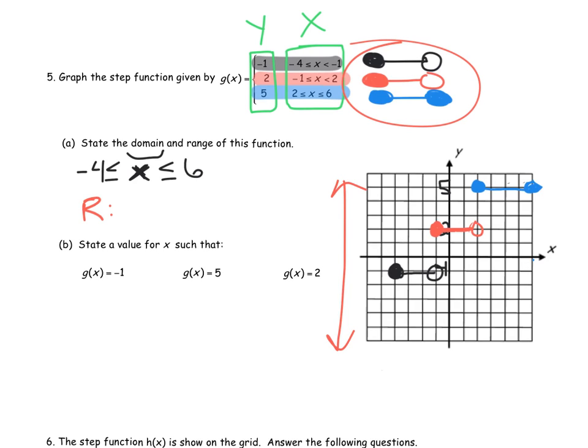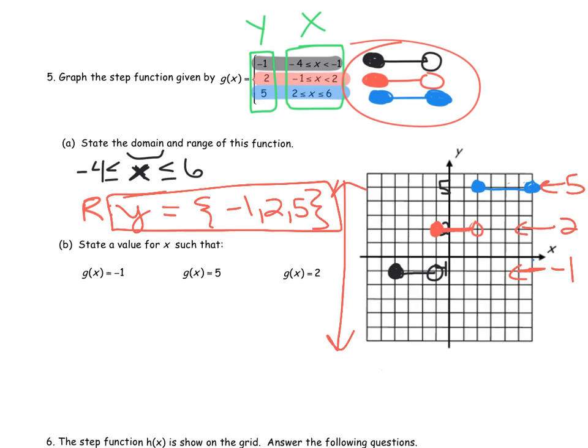Now the range, we're looking up and down. And again, we're just going to check where we have y values. We have a y value that's at -1, that's at 2, and that's at 5. So my range is the set of numbers of y that includes -1, 2, and 5. We use the squiggly brackets. Please, please, please do not use parentheses. That is incorrect. When I'm talking about a set of numbers, we use squiggly brackets like that. Okay, next part, we say state a value for x such that g of x equals -1.